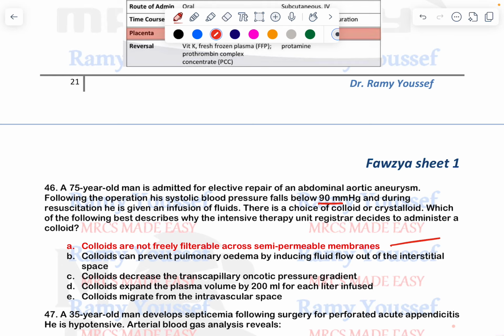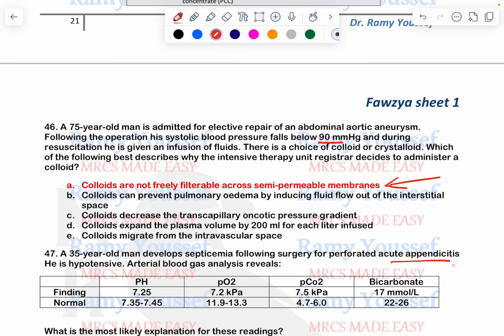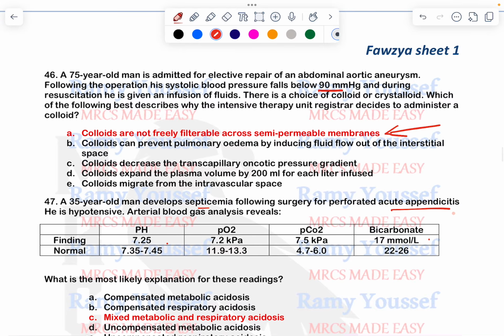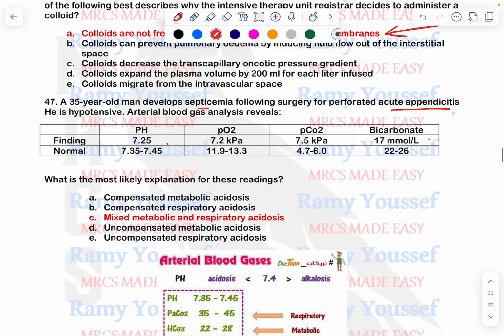A 35-year-old man with septicemia following surgery for perforated acute appendicitis is hypotensive. Arterial blood gas reveals septicemia, perforated appendicitis. Metabolic acidosis has to be there. Immediately go for this. Metabolic acidosis. If it is compensated, then the CO2 should come down. But this is clear cut. Respiratory acidosis is also there. It is not compensated, so it is mixed. PaCO2, PO2 also there.